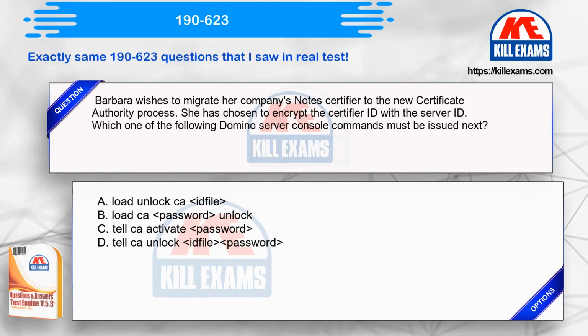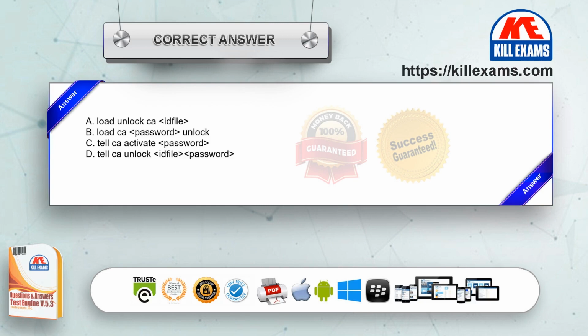Question: Barbara wishes to migrate her company's notes certifier to the new certificate authority process. She has chosen to encrypt the certifier ID with the server ID. Which one of the following Domino server console commands must be issued next? Option A: load unlock CA file. Option B: load CA password unlock. Option C: tell CA activate password. Option D: tell CA unlock it via password. Maybe you're in Australia. The correct answer is option C.